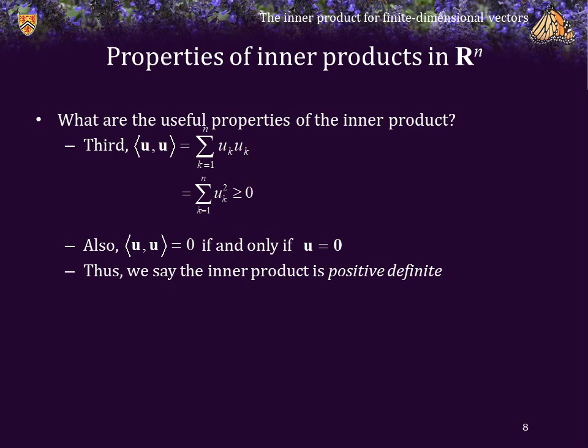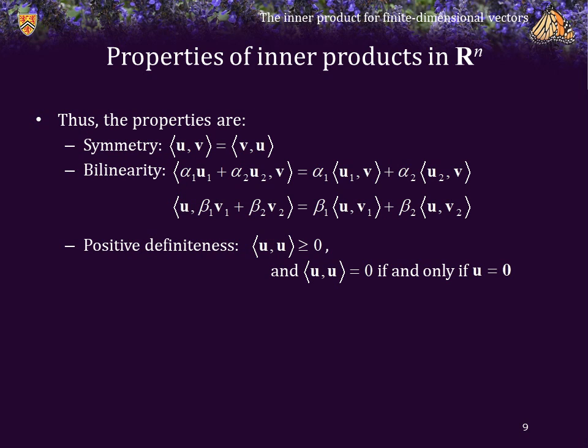This property of the inner product is described as being positive definite. That is, the inner product of a vector and itself is always greater than or equal to 0, and it is definitely positive if u is not equal to the 0 vector. Thus, to summarize, here are the 3 properties of the inner product for real vectors.